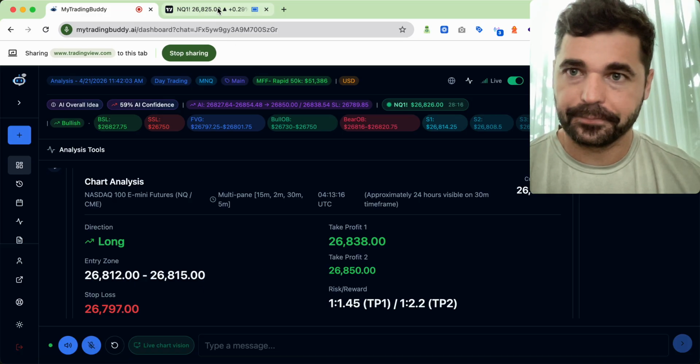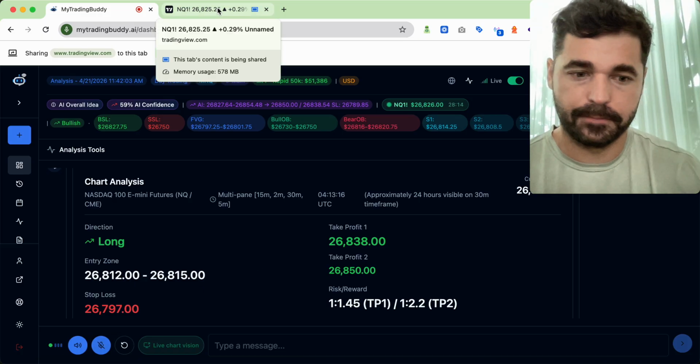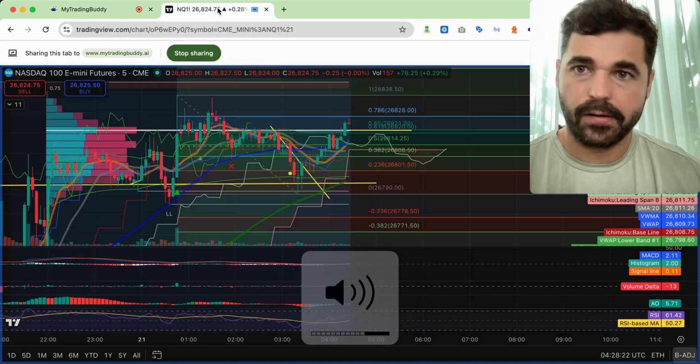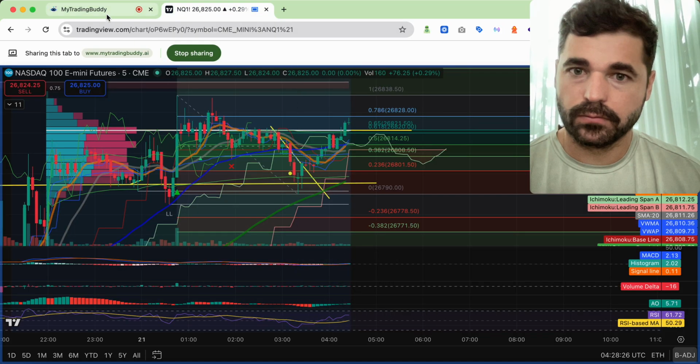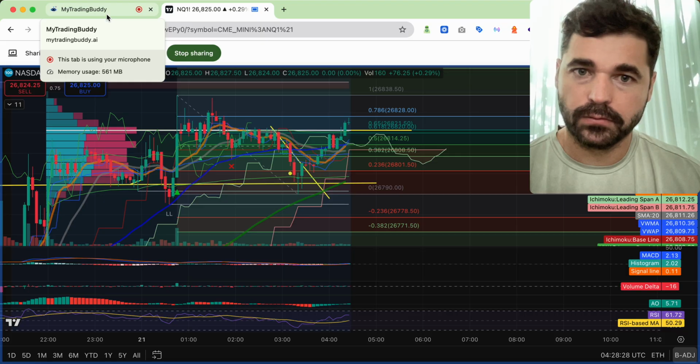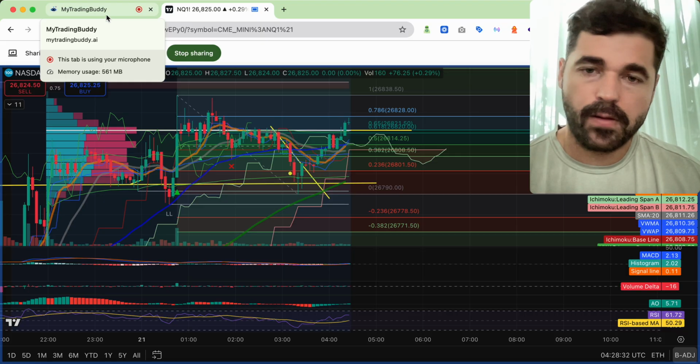Hello. Got it. Keeping it quiet. Looking at the chart, it seems you're seeing that bullish continuation play we were discussing, with price pushing above that short-term resistance. Are you considering an entry here or waiting for a retest of that broken level?